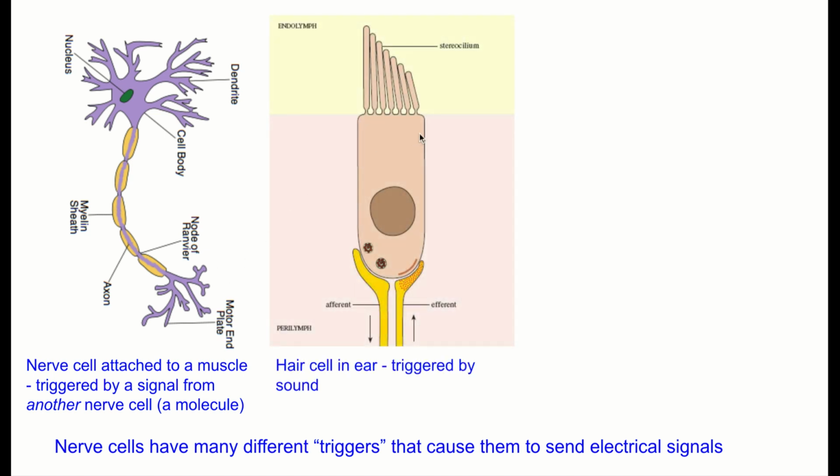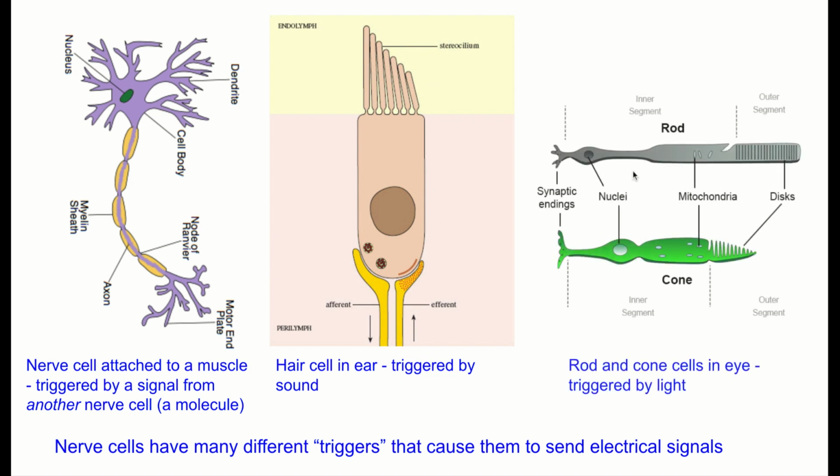But this is a hair cell in your ear. This is a nerve that's triggered by sound. When sound waves actually push these structures over, that will trigger this nerve cell to fire an electrical impulse. These are rod and cone cells in your eye. They detect light waves. When they detect a light wave hitting them, they will fire a nerve impulse. And so you can have your nerve cells sending impulses based on things that they sense, based on messages that they receive, and it's the timing and pattern of those nerve impulses that dictate what you experience.